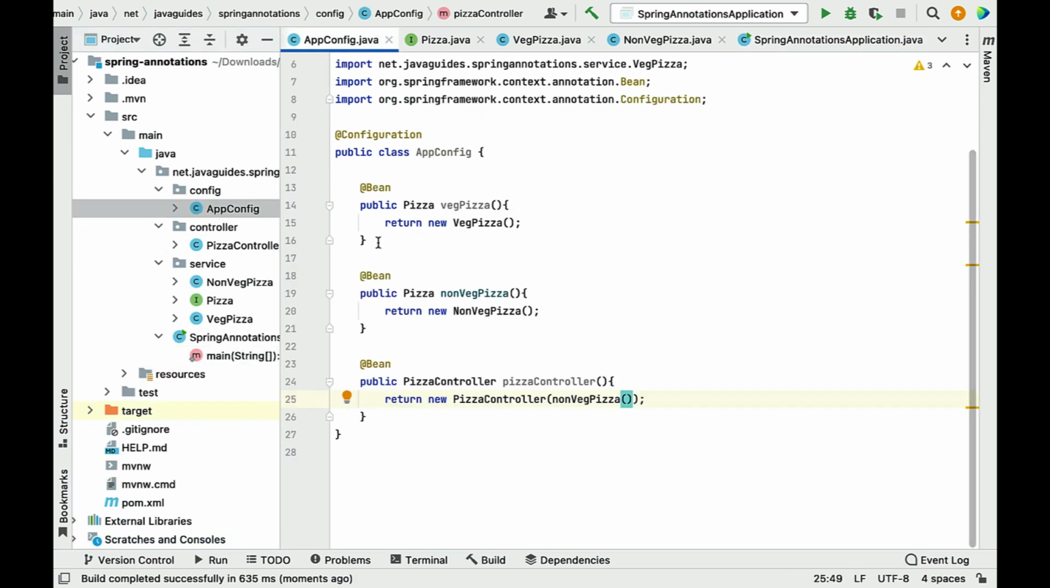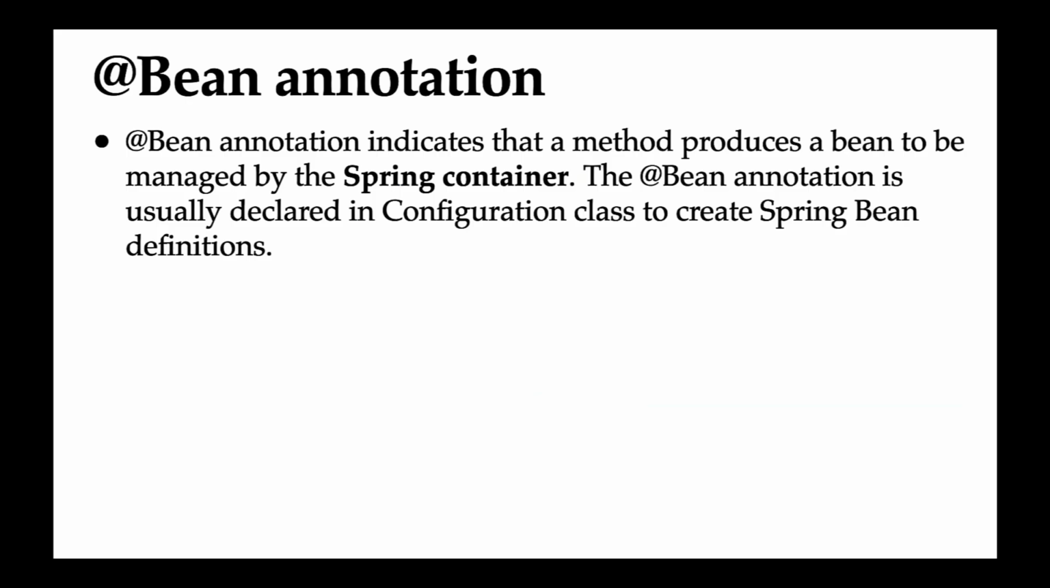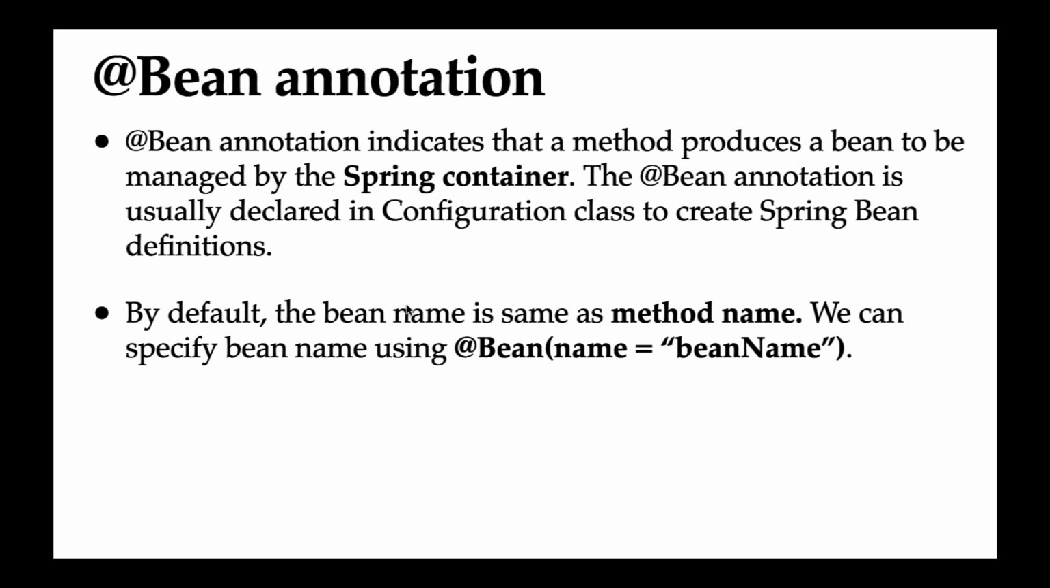Alright, I hope you understood how to use the @Bean annotation to create the Spring Bean definitions and how to inject the dependencies and how we can give a name to the @Bean annotation. Next, by default the bean name is the same as the method name. We can specify the bean name using the name attribute of this @Bean annotation. Well, this we have already seen.